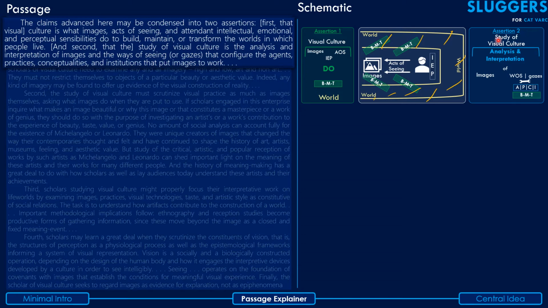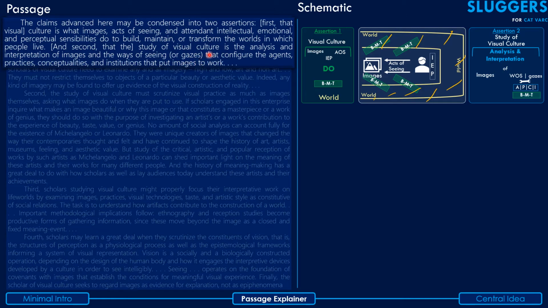The second assertion says that the study of visual culture... The first assertion was about what visual culture is, and the second assertion is about what the study of visual culture is, right? So he has gone one level meta here. And second, that the study of visual culture is the analysis and interpretation of images. One is images, and ways of seeing, which can also be regarded as gazes.